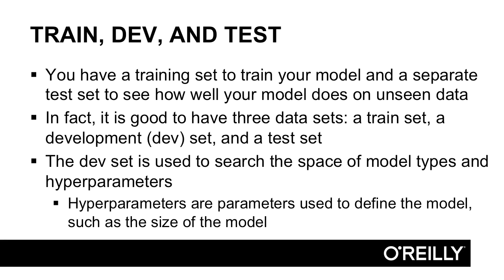So when you do supervised learning, you often have a train set, a dev set, and a test set. So you have a training set to train your model and a separate test set to see how well your model does on unseen data. The dev set allows you to take this one step further. The test set is so you can see how well your model does on unseen data. The dev set allows you to search the space of models.